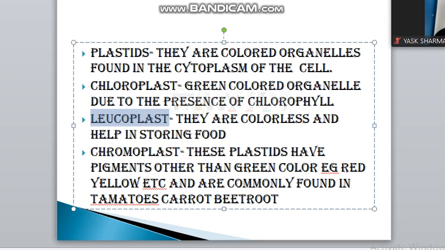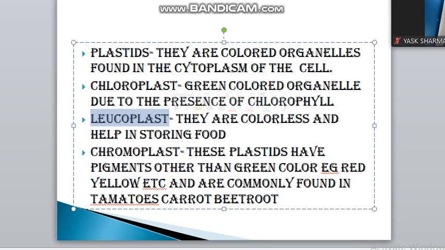Most food materials have some particular color outside, but inside they may be colorless or white-colored substances. That is because they have stored the food. So leucoplasts are the colorless plastids and they help in the storing of the food.